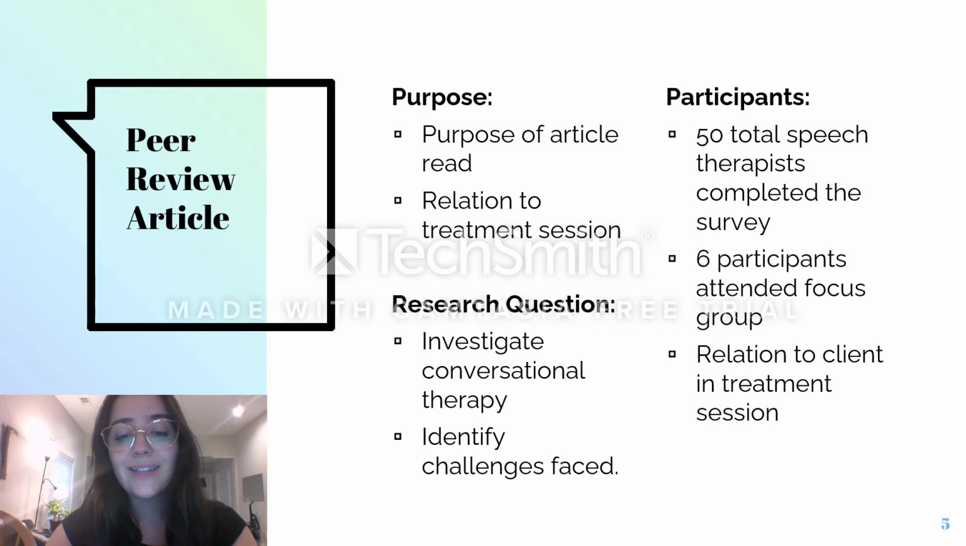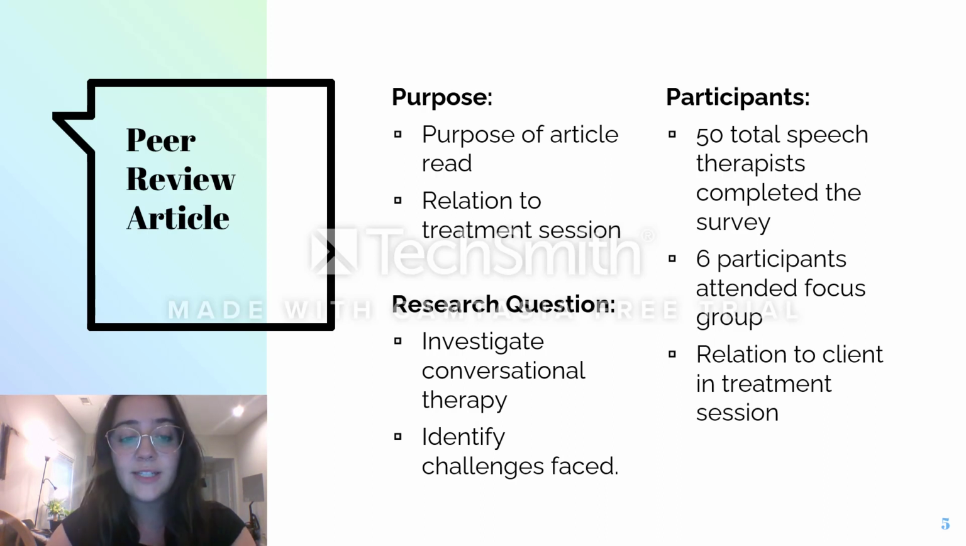The article investigated conversational therapy through the lens of the speech therapist. I thought that conversational therapy was an extremely interesting topic, and I wanted to learn more of the professional perspectives on this type of therapy. The peer review article investigated how speech therapists define conversational therapy, deliver conversational therapy in practice, and identify any challenges that were faced during conversational therapy.